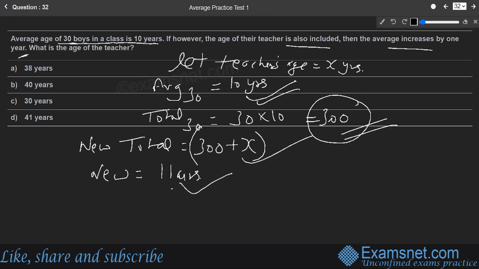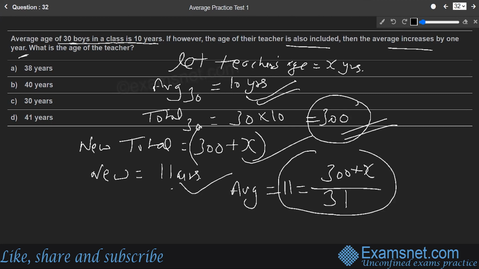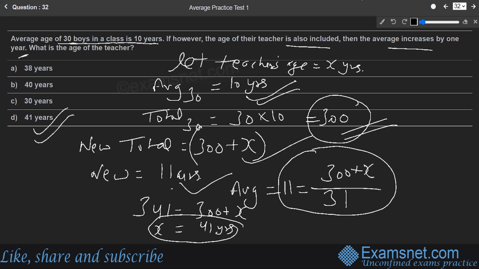So we can clearly find out the new average, that is 11, is going to be the new total, that is 300 plus X, divided by total number of people. This time around, total number of people are not 30, they are 31, because the teacher is also included. So clearly we need to solve this expression to give us the X value. Let us do it. 31 into 11 we are supposed to do. So that is 341 is equal to 300 plus X, which clearly gives us X value as 41 years. So that is the age of the teacher, 41 years. It is available in option number D and becomes the right answer for us.